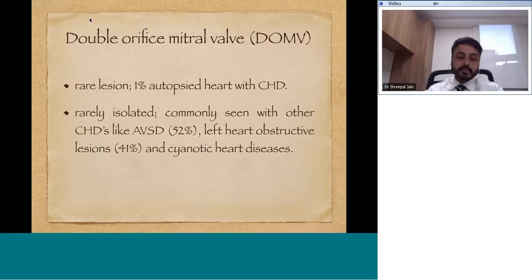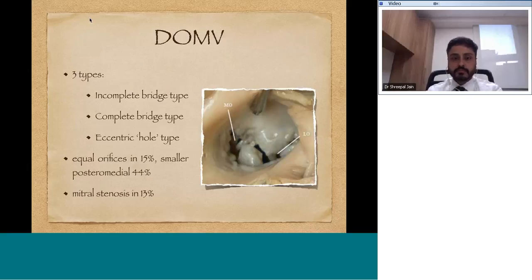Just like other variants, this is also rare as an isolated anomaly, and it's commonly seen with other congenital heart defects, most common being the AV septal defect or the AV canal defect, or other left heart obstructive lesions and cyanotic heart diseases. There are usually three types of double orifice mitral valve which are described.